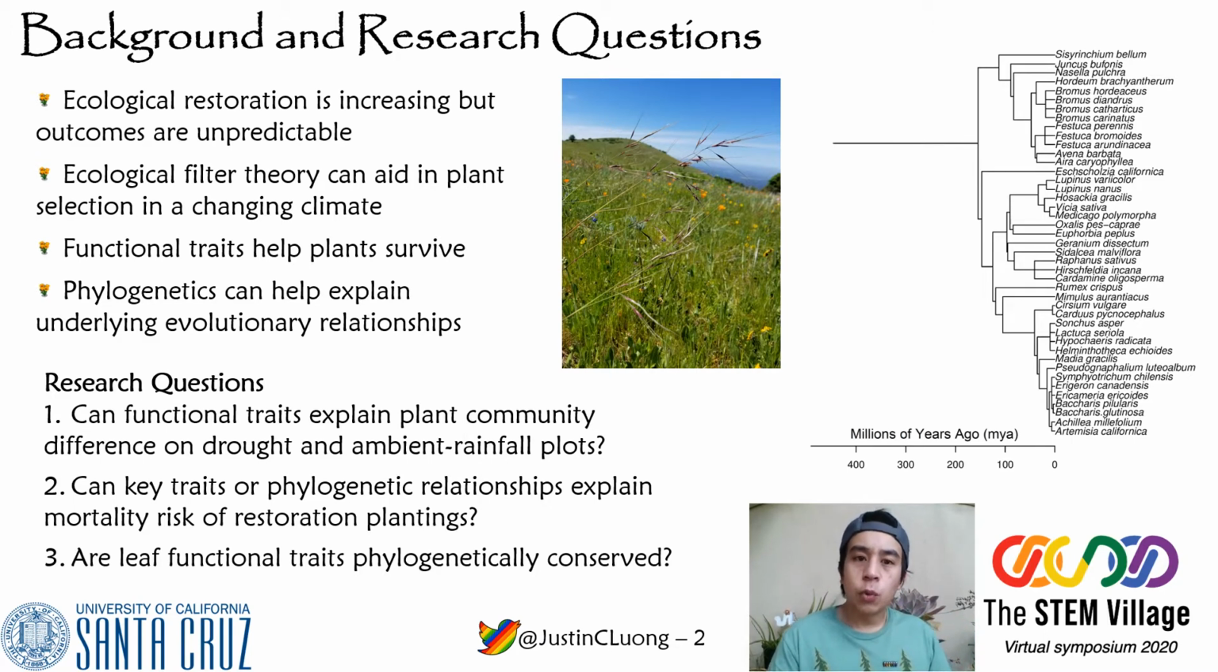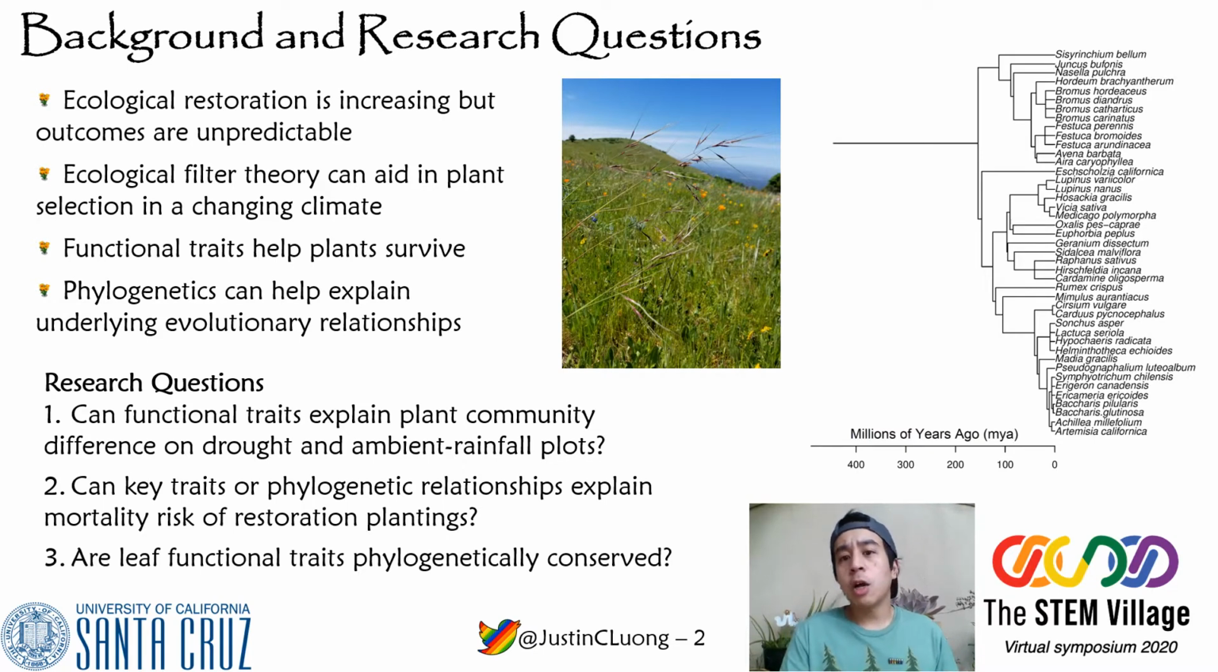Traits can inform ecological restoration by helping to select plants with appropriate traits for changing climates. Phylogenetics can account for unmeasured traits and underlying evolutionary patterns. Traits and phylogenetics are sometimes related, which can further expand trait-based selection for ecological restoration beyond species with measured traits, as a phylogenetic signal indicates closely related species will have similar trait values.